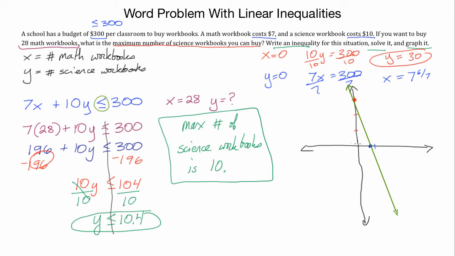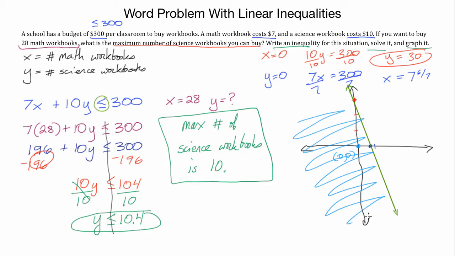Okay, now we need to figure out which side represents all the solutions. Is it the left side or is it the right side? Here's where I like picking a point. The easiest one is just to use 0, 0. Pick a test point. If x is 0 and y is 0, is that true or is it not true? That helps you find the side that the solution set is on. So 7 times 0 is 0, plus 10 times 0 is 0. Is 0 less than or equal to 300? Yes, it is. That's true. So the point 0, 0 has to be in the solution set. So I'm going to shade this left side of the inequality.